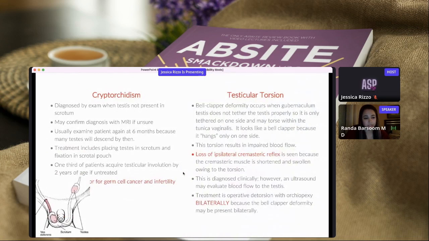A couple of GU issues. So cryptorchidism, very common. In boys, 1/3 of patients will acquire some kind of testicular involution by about 2 years if their testes have not descended. Testicular torsion is an emergency. So these children will have loss of ipsilateral cremasteric reflex. The treatment is not only detorsion or orchiopexy of the involved testis, but also the other one, because the bell clapper deformity may be present bilaterally. Next.